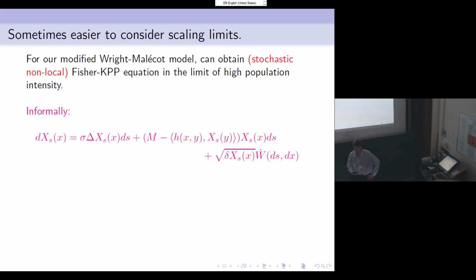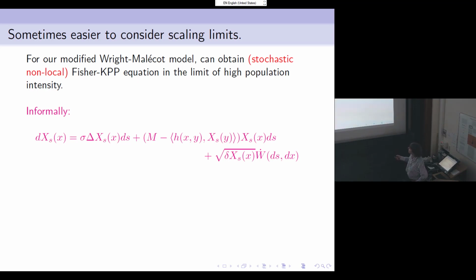So I've written down something which is not biologically relevant in the sense that you can't take a population and say it evolves this way. On the other hand, it has this characteristic of individuals being more reproductively successful where the population is sparse, which we might think was representative of biological populations. And one might hope, if I can take a good scaling limit, that lots of other models would also be approximated by the same scaling limit. And that's why we take scaling limits, really. Plus they're easier. So for our modified Wright-Malecot model, it turns out that we can obtain a stochastic non-local Fisher-KPP equation.